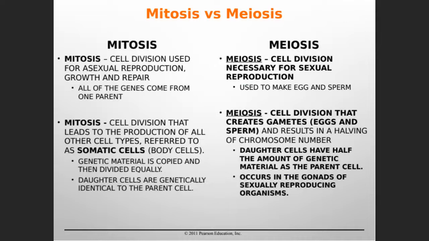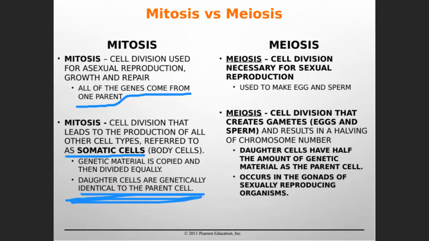Okay? So if you compare and contrast the two, mitosis is cell division used for asexual reproduction, growth, and repair, right? All the genes come from one parent. The cell just splits into 2. Mitosis is cell division that leads to the production of all other cell types, referred to as your somatic cells. The genetic material is copied and then divided equally. So you copy the DNA, and each new cell gets 1 copy of that DNA. So daughter cells are genetically identical to the parent cells. They're clones of each other.